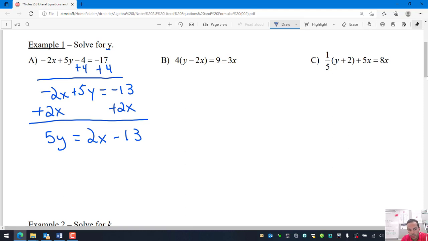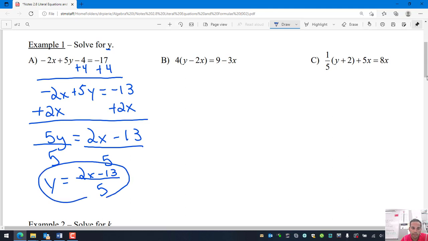So when I do this, watch closely, I'm dividing my entire left side by 5, and I'm also dividing my entire right side by 5. So what I'll have left is y on the left, and on the right, it looks super ugly, but that's about as simple as we can get it. It's 2x minus 13, and all of that entire right side is being divided by 5. y is by itself, and this is solved for.